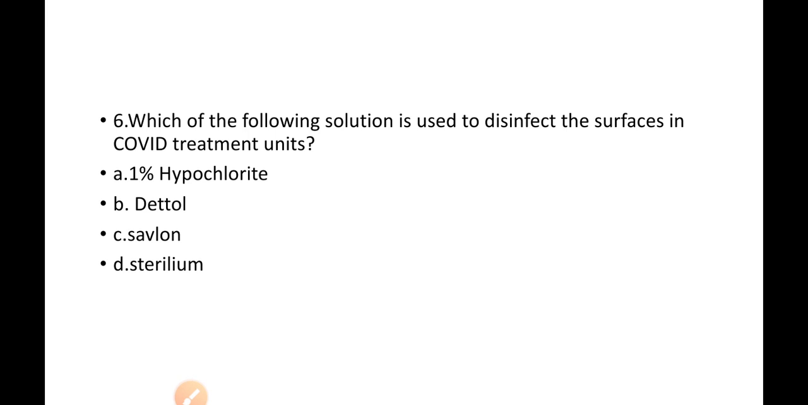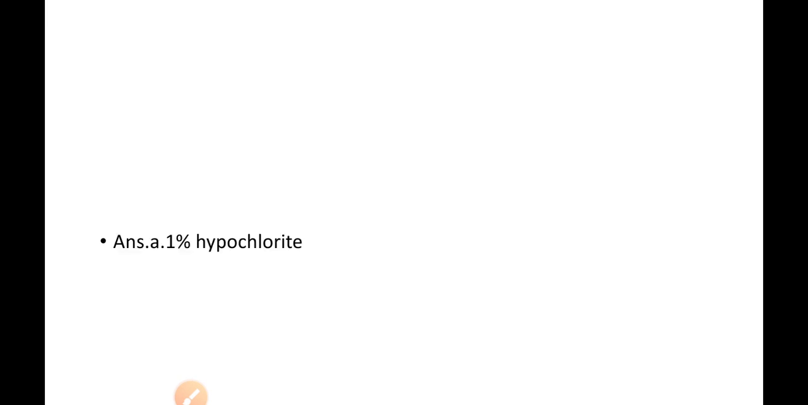For disinfecting such viral units, you should use a disinfectant which has greater scope or good strength. So it is 1% hypochlorite. Option A is the right answer. 1% hypochlorite is used to disinfect the COVID-19 treatment units or the frequently touched surfaces of the COVID-19 treatment unit, so that there will be lesser chances of healthcare workers getting infected by the coronavirus.